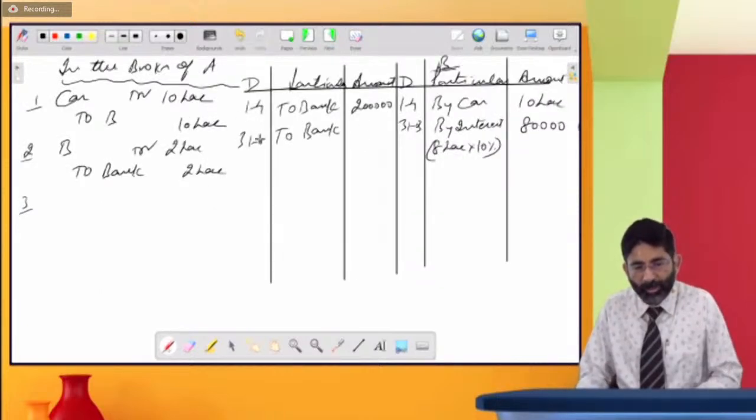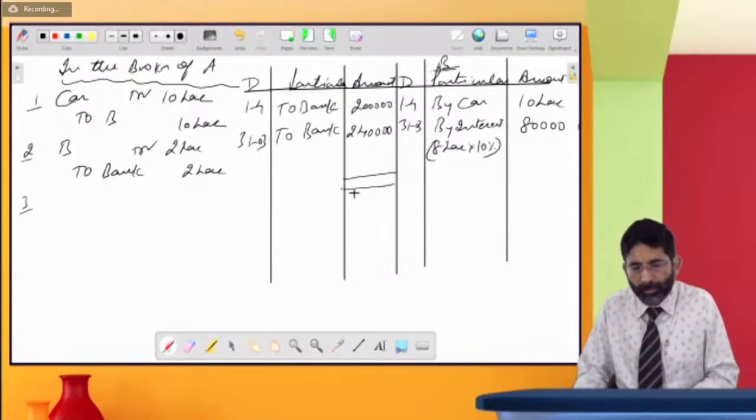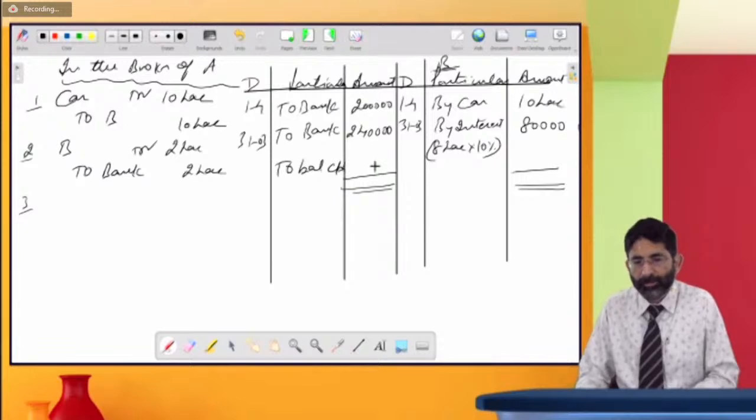On 31st of March, I have made the payment of 2,40,000. It doesn't matter how much interest is included in it. That is not a problem. We have to calculate the closing balance, by balance carried down. It is 10 lakh 80,000 minus 2 lakh 40,000. It will be 8 lakh 40,000 on 31st of March. Then on 1st of April next year, again by balance brought down.